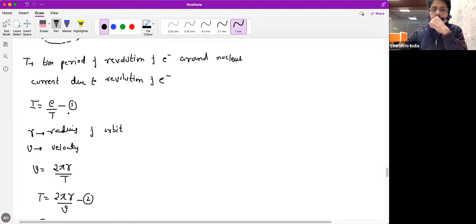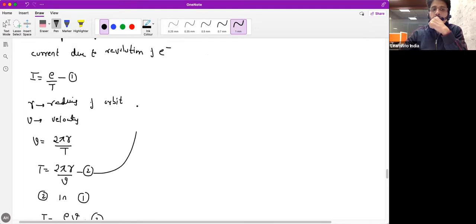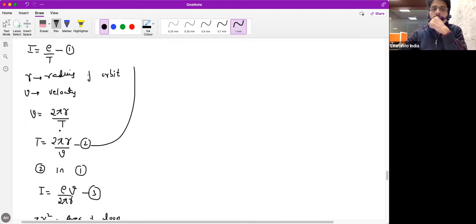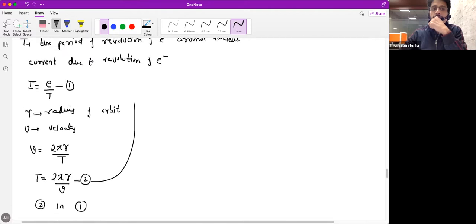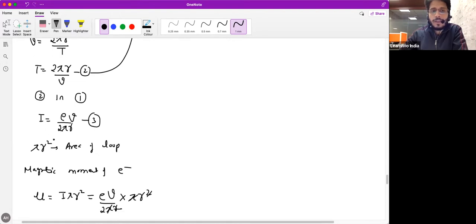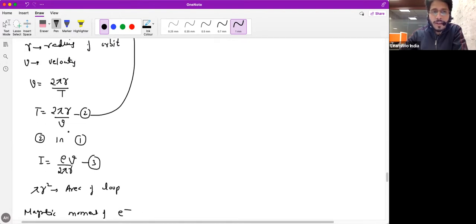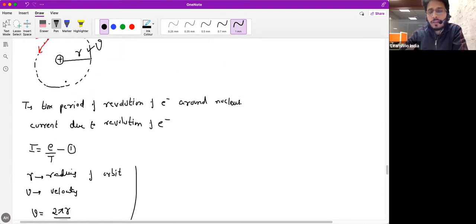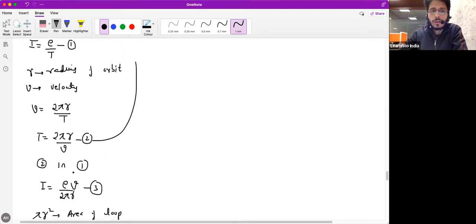So when I substitute this over here, I get the value of current. What should be the value of current if I substitute it over here? Sir, it will be ev by 2 pi r. It's ev by 2 pi r. Next, I need the magnetic moment. This revolving electron will behave like a current carrying coil, and this is the current.